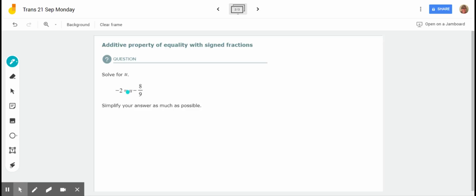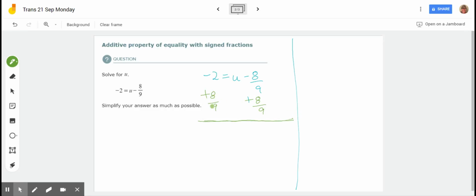Okay, next one. Additive property of equality with sign fractions. So this is basically the same thing. We are just dealing with a fraction. I'm going to show you two ways. Okay, the first way is just using your brain with fractions and not being afraid of them. So if you are okay with fractions and you want to add 8/9, by all means, live your life. You do it.